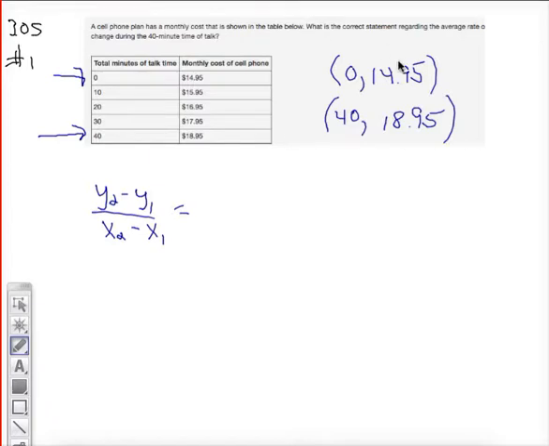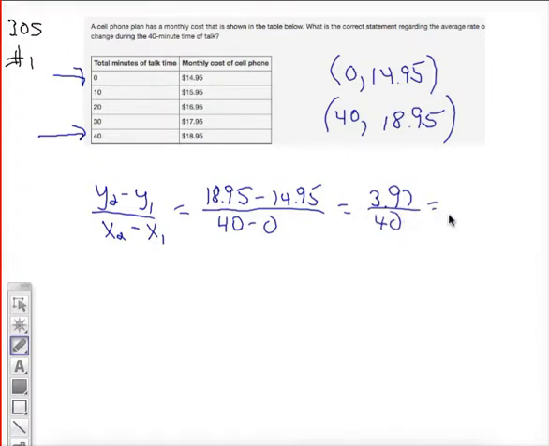All right, let's take those y's. We have 18.95 minus 14.95, and our x's are 40 minus 0. If I subtract 18.95 minus 14.95, it gets to be 3.97. And 40 minus 0 is 40. And then if I divide that out, I get 0.099.